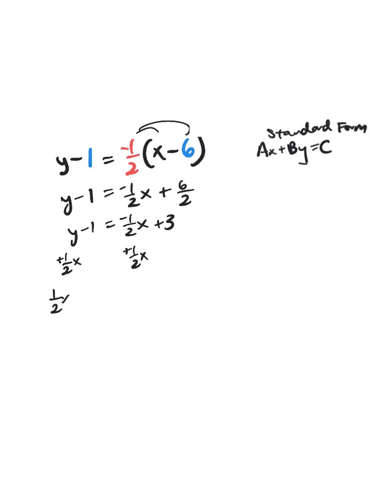Then I can add 1/2 x over to the other side. So I have 1/2 x plus y minus 1 equals 3. I can add 1 over to here. 1/2 x plus y equals 4.